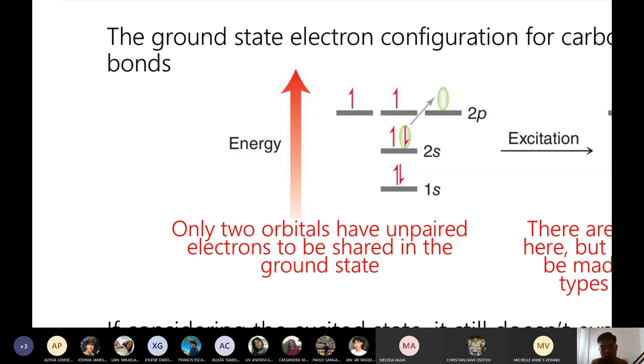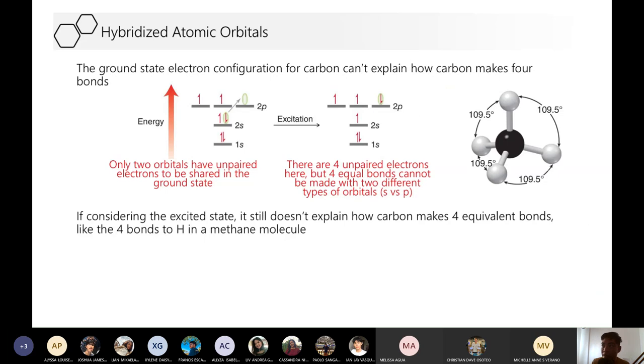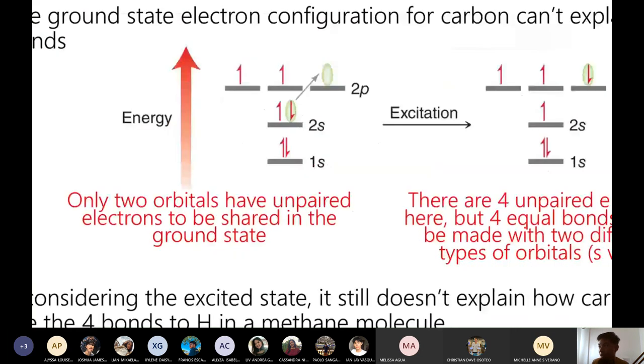So, nakaisip sila ng remedyo, no? So, anong ginawa ng mga chemists natin? This was their idea, no? In order for carbon to be tetravalent, in order for it to accommodate four extra electrons to create bonds, what it does is that it hybridizes its atomic orbital. Hina-hybridize yung atomic orbital niya. Paano yon? So, focus tayo dito.